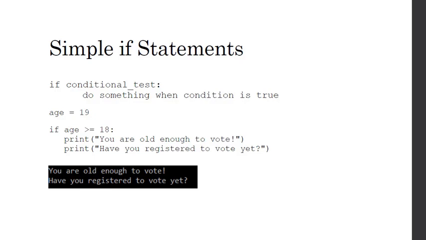So with an if statement, what we're simply trying to do is to see if this conditional test will evaluate to true. If it evaluates to true, then we're going to do the line that follows, the line that is indented. In this example we have age equal 19. If 19 is greater than or equal to 18, which it is, we're going to do these 2 print statements. So let's come over and look at this example.